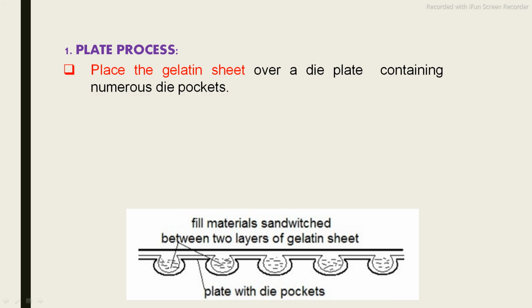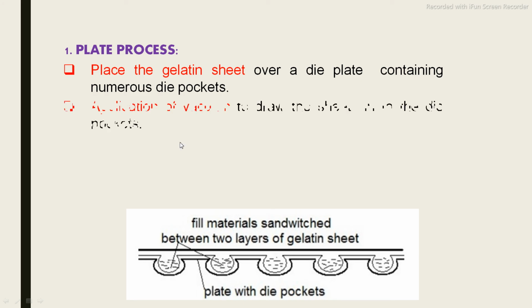Once you apply the vacuum, the die plate gets filled with the gelatin shell. Once there is formation of the gelatin shell, you can incorporate your liquid or semi-solid material. You can encapsulate your solid, liquid or semi-solid mixture, and once the filling is done, you can apply the second sheet of gelatin and directly seal it by applying heat. In this way, you can prepare soft gelatin capsules by the plate process.